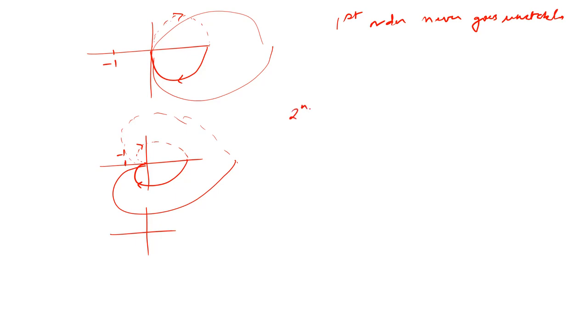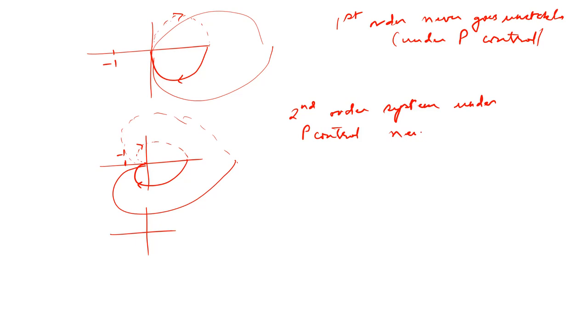So a second order system under P control never goes unstable. And this is consistent with our root locus knowledge. If you've got a first order system, the open loop root is here, you'll get one asymptote, that's this guy, you'll never go unstable. For a second order system, you've got two roots in the left half plane, and the root locus would look something like this. Yes, you do get oscillations, but you never go unstable.